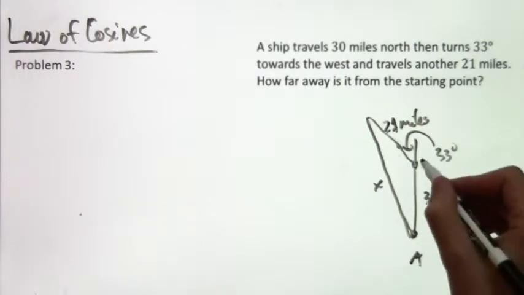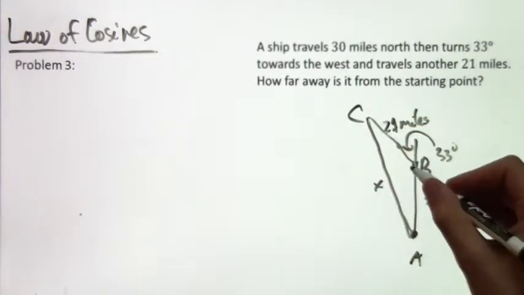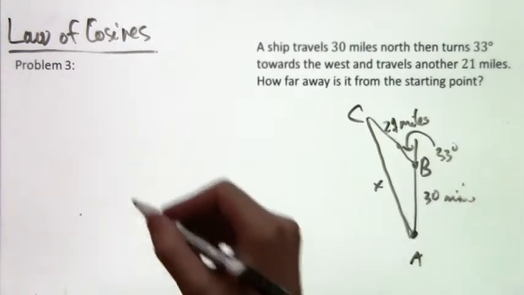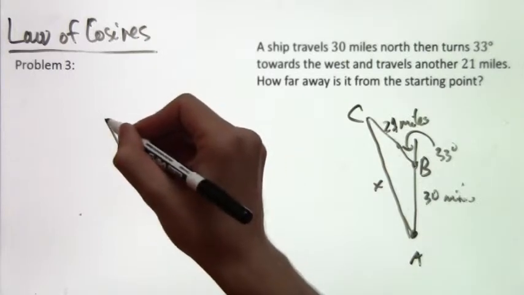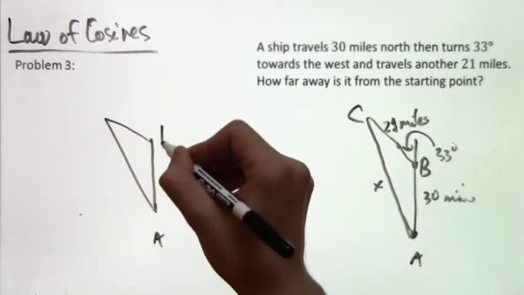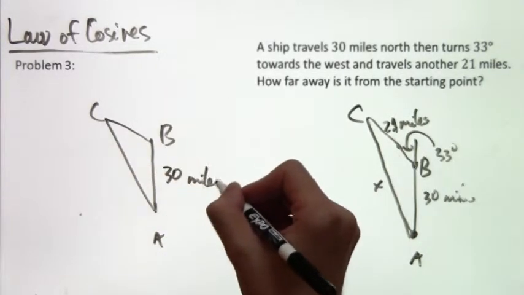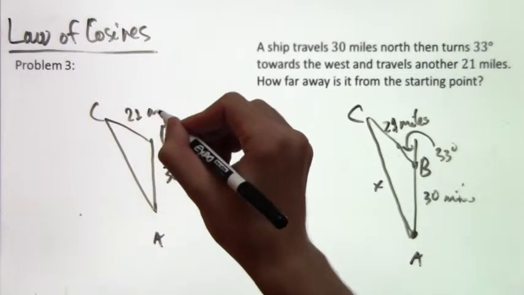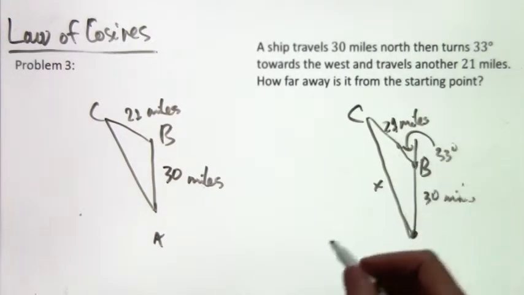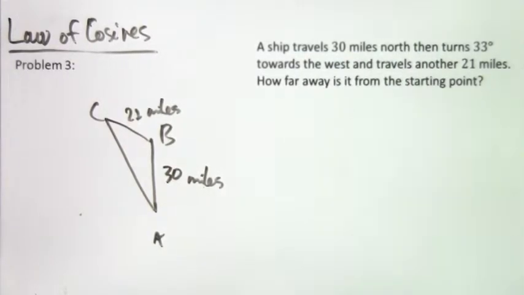So this problem is unsolvable unless we can somehow relate it to a triangle. So I've labeled the 3 points A, B, and C, and that will be the triangle we're working with. And I'm just going to redraw it to the side here. So I have A, B, C, and then 30 miles, 21 miles. The question is, what is the angle between the two given sides? The 33 degrees we're given is not between the two sides.